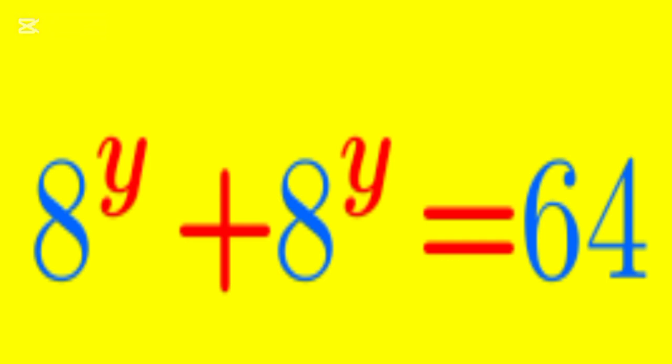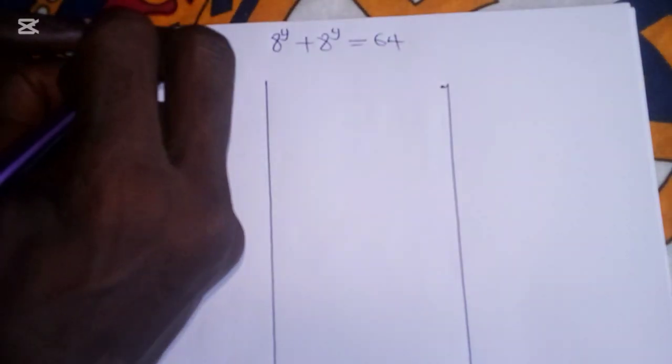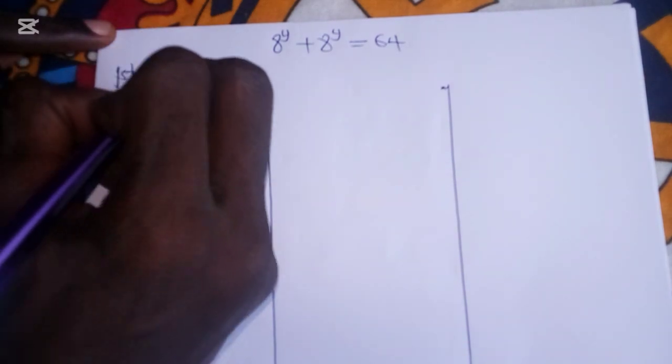It reads 8 raised to the power y plus 8 raised to the power y is equal to 64. Now to start with, let's use the first method that most of you decided to use. We say the first method.